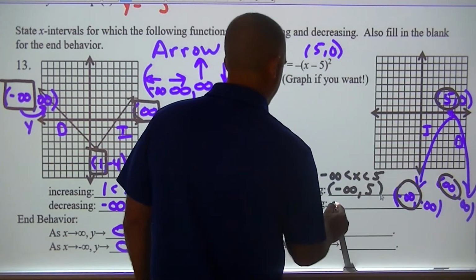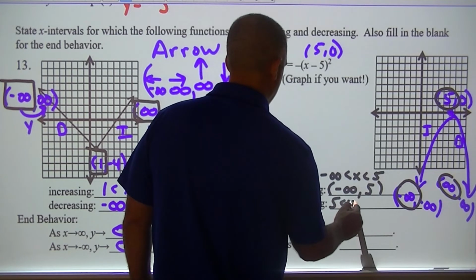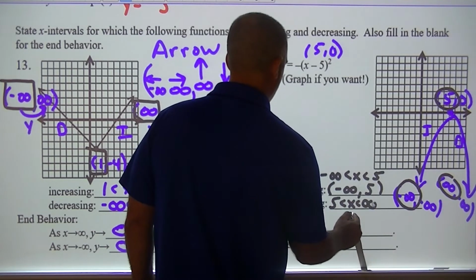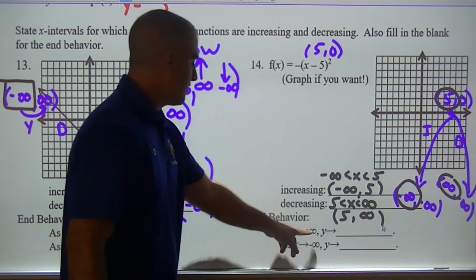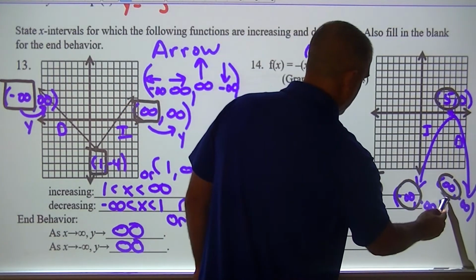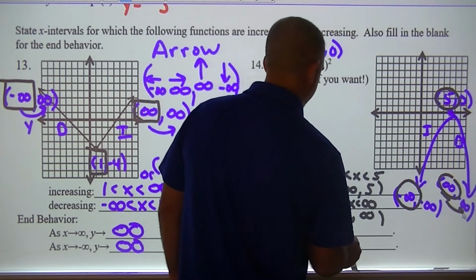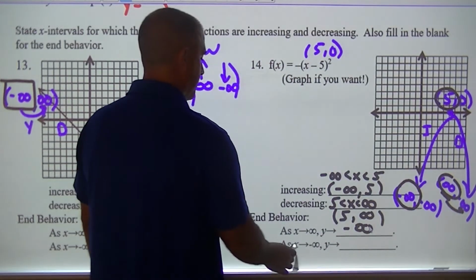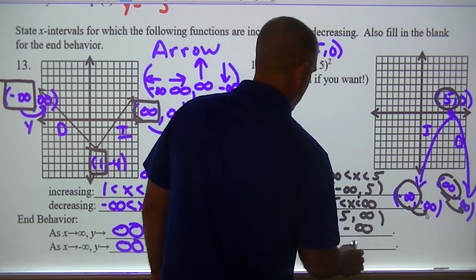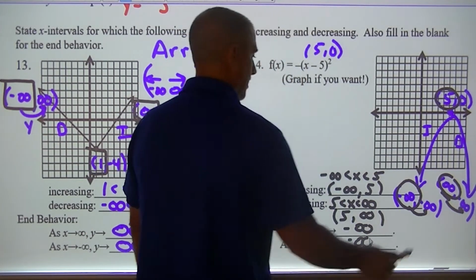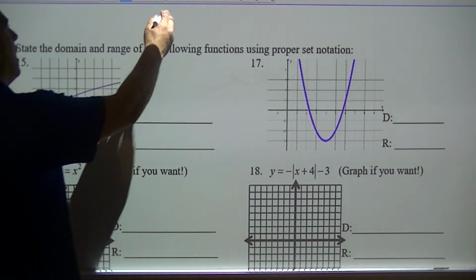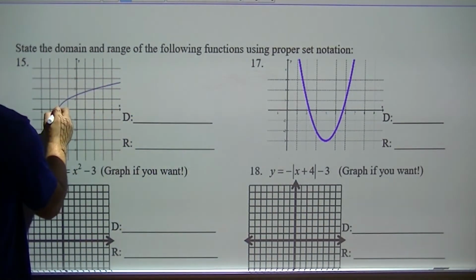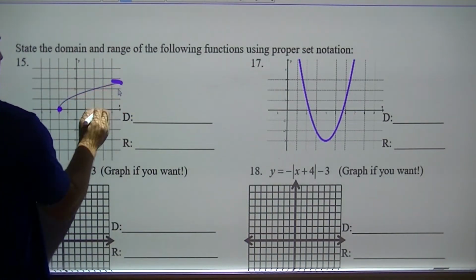The decrease is from 5 to infinity, or you can write it as 5, comma, infinity. As x approaches infinity, that would be here, the y is negative infinity. As x approaches negative infinity, the y would also be negative infinity. All right? Moving on. 15. You can go ahead and assume this is a dot, and you can assume that's an arrow.